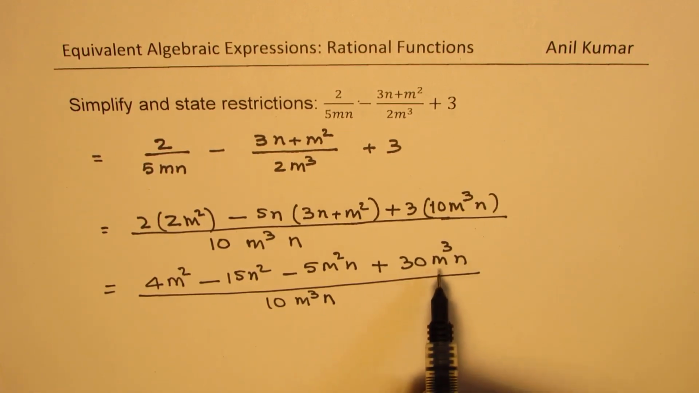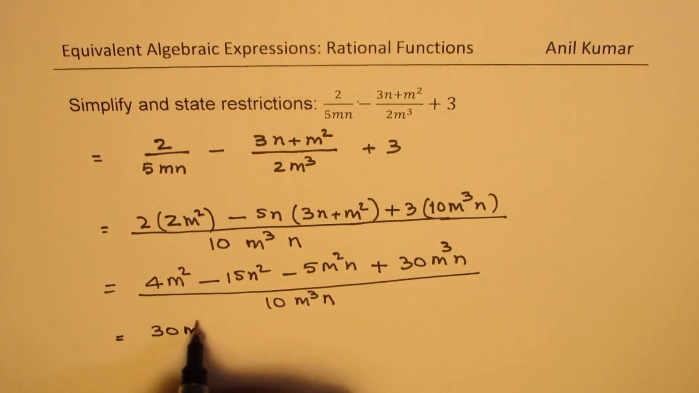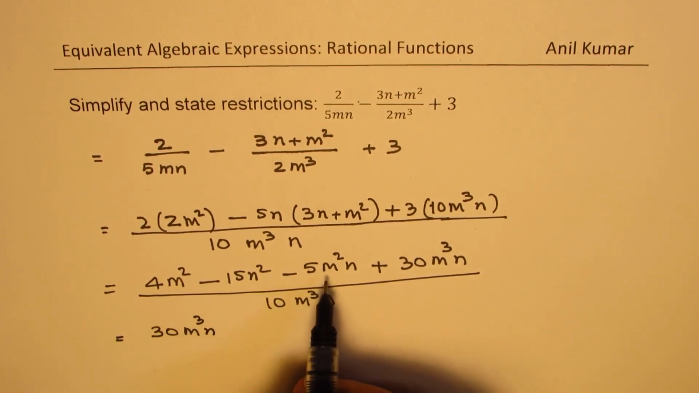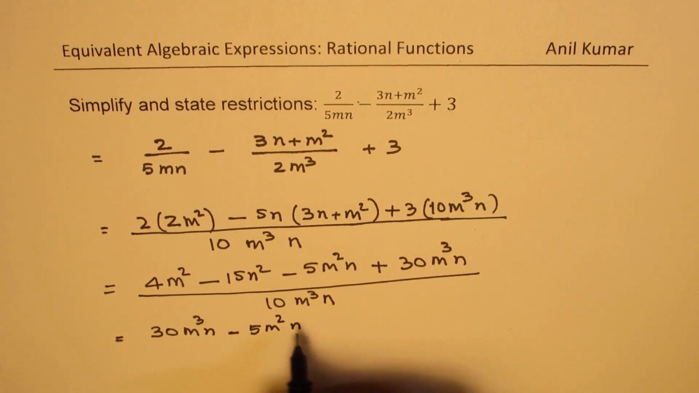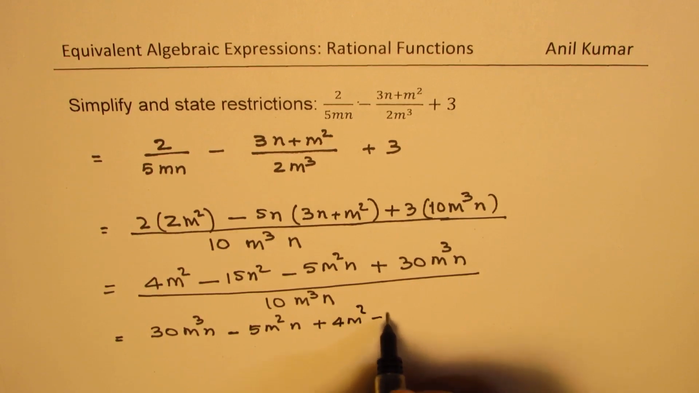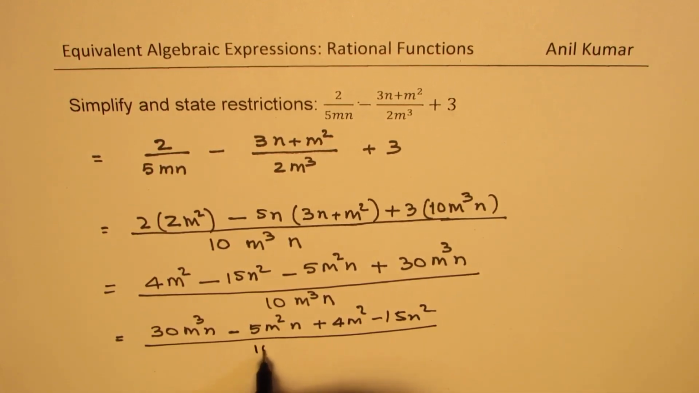Well, if you want, you could arrange them in an order with highest degree of m first, right? So you could write this as 30 m cube n, and here we have minus 5 m square n. You could take m common anyway, plus 4m square minus 15n square over 10 m cube n. So that will be the simplified form.